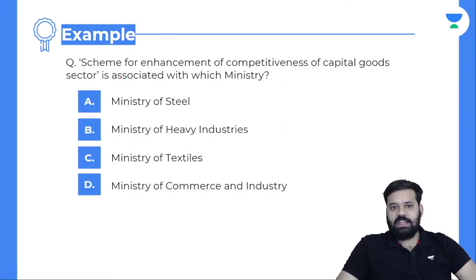Going forward, the scheme for enhancement of competitiveness of capital goods sector is associated with which ministry? This is associated with which ministry? Ministry of Steel, Ministry of Heavy Industries, Textile or Commerce and Industry. Scheme for enhancement of competitiveness of capital goods sector.